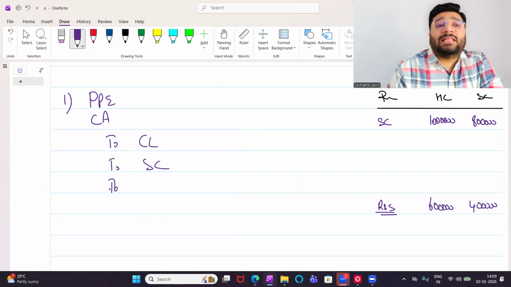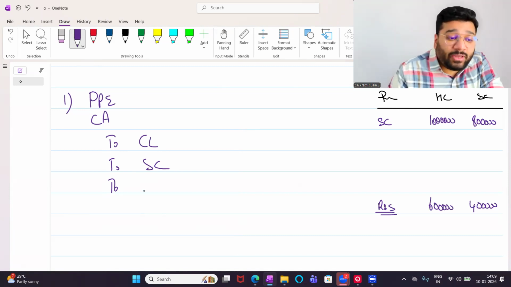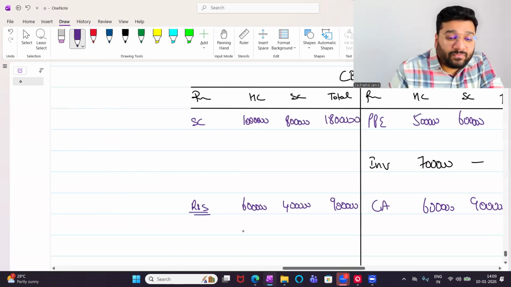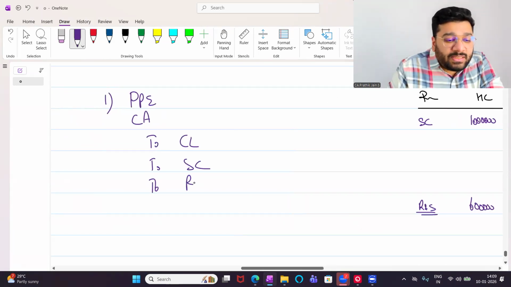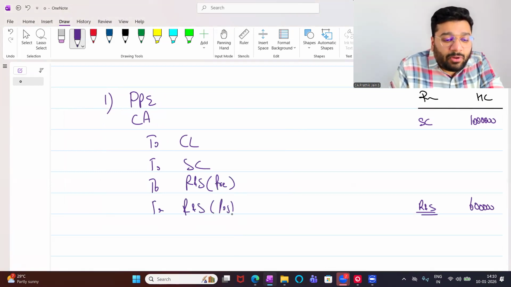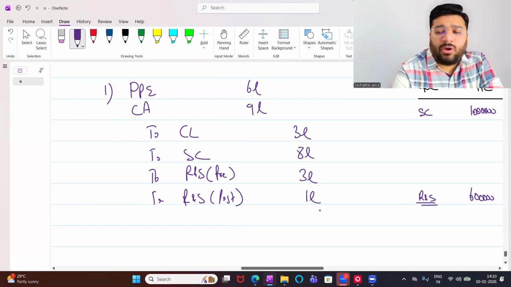Now here I'll split reserve and surplus into 2 parts, one pre and one post, for convenience. Only then I can explain properly. 4 lakh is the total. In that, how much is pre and how much is post? So, to reserve and surplus pre, to reserve and surplus post. Any problem? Tell me the amount: PPE 6 lakh, 9 lakh. Current liability 3 lakh. Share capital 8 lakh. This is 3 lakh, this is 1 lakh. Any problem?